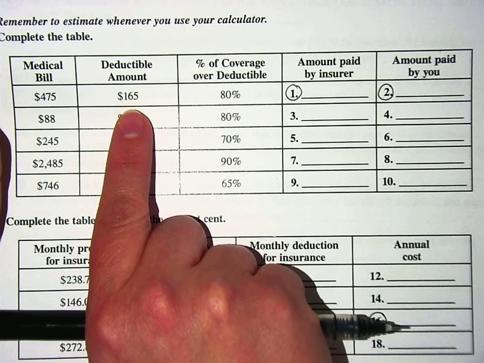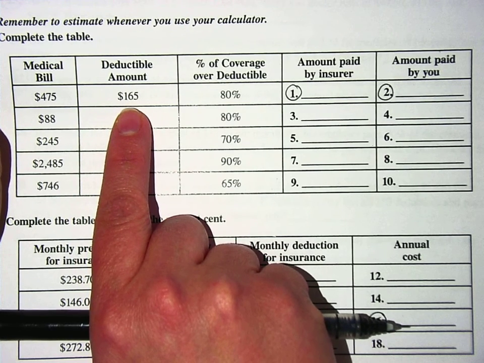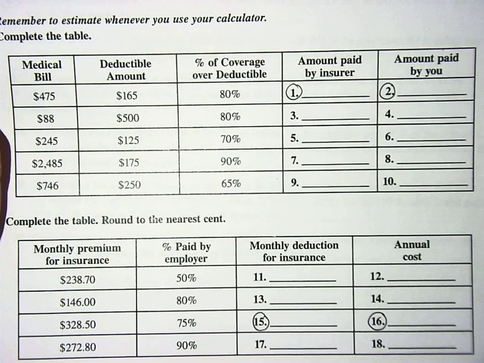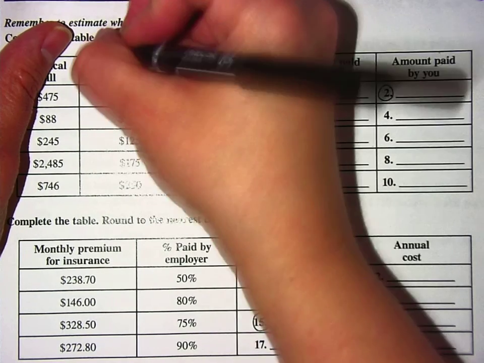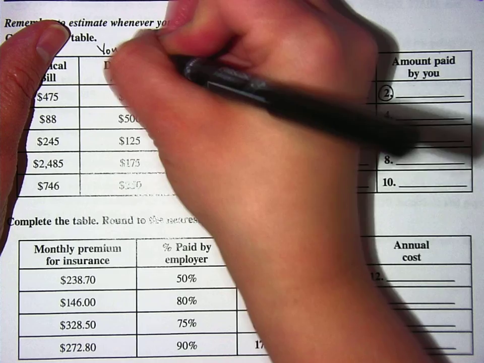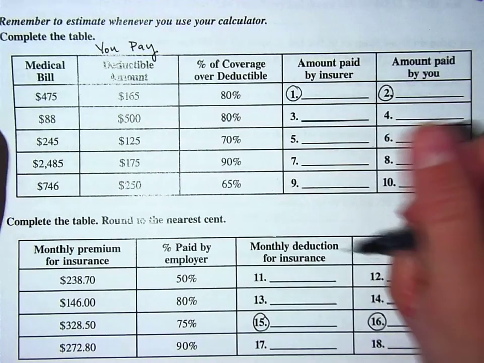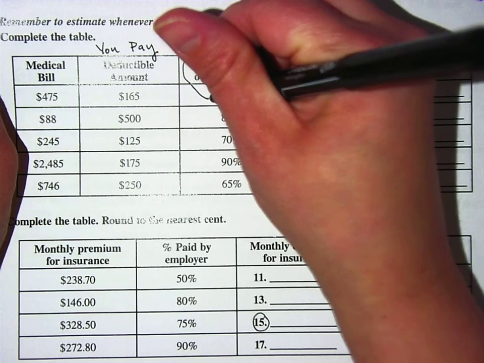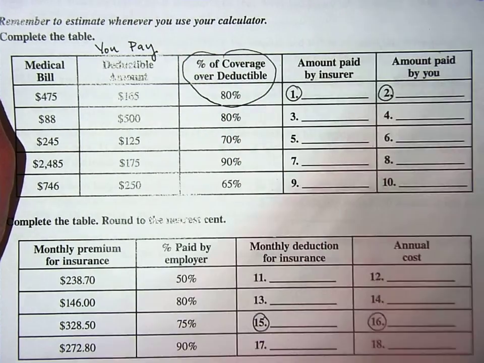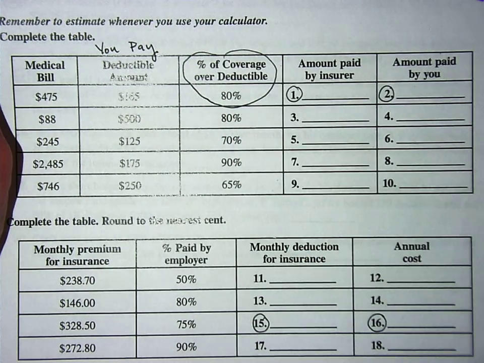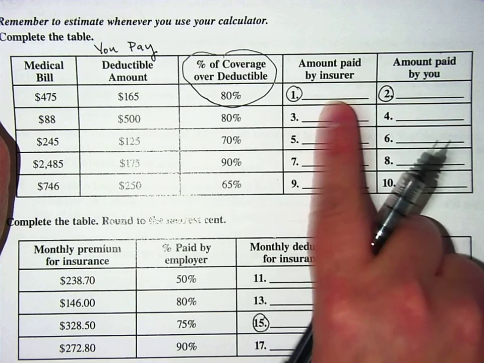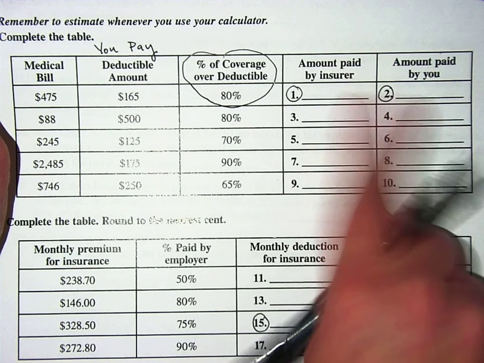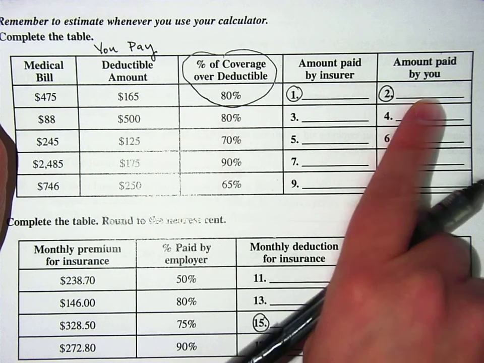A deductible amount. So remind me what a deductible is. That's how much you pay. So I'm going to write, you pay here. You pay the deductible. And then after the deductible, this company pays 80%. All right, so the first question is, we're going to figure out how much is paid by the insurer and how much is paid by you, okay?